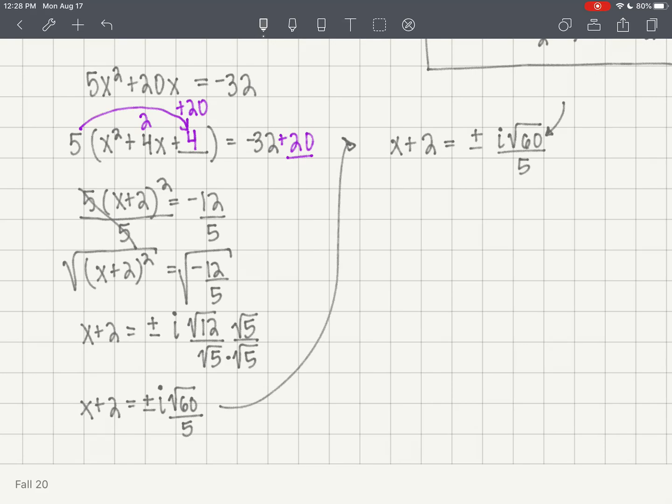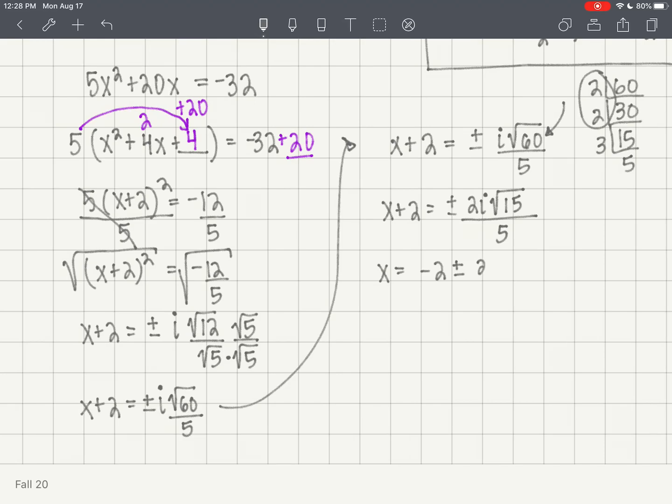Now this square root of 60, that breaks down. 2 goes into 60 30 times. 2 goes into 30 15 times. And then we have a 3 and a 5. So that breaks down to be 2 times the square root of 15. X plus 2 equals plus or minus 2i times the square root of 15 all over 5. I'm going to subtract 2 from both sides. x equals negative 2 plus or minus 2i times the square root of 15 over 5.